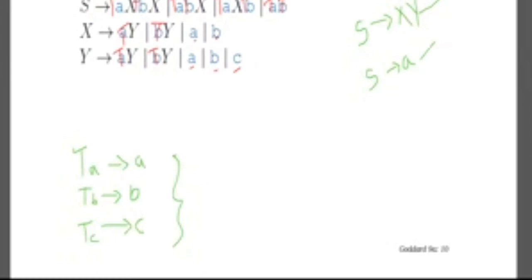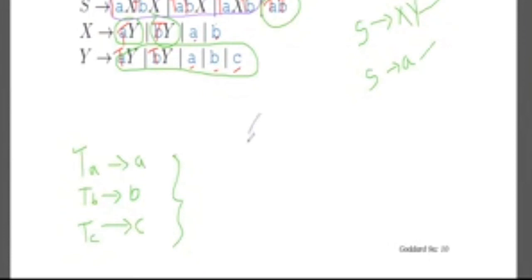Now you can check here. S tends to TATB. This one, which I am highlighting, is already in CNF, right? Next, X tends to TAY is already in CNF. TBY is also already in CNF. This is in CNF. This is also in CNF. And this entire production is in CNF now, right? But the only thing which is not in CNF is these productions.